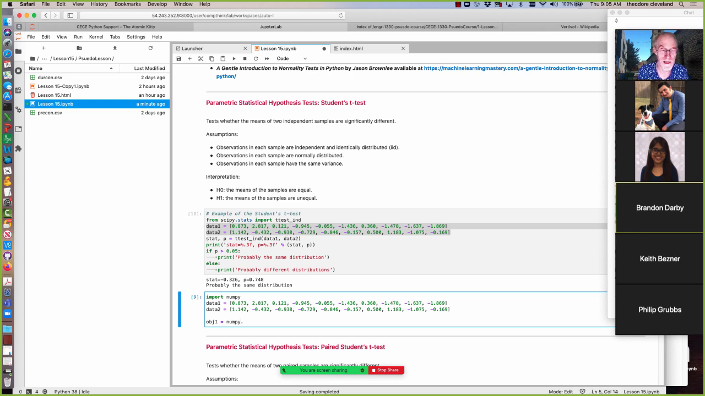Y'all got to help me here because I'm doing this from memory. Array, right? I think it's array.